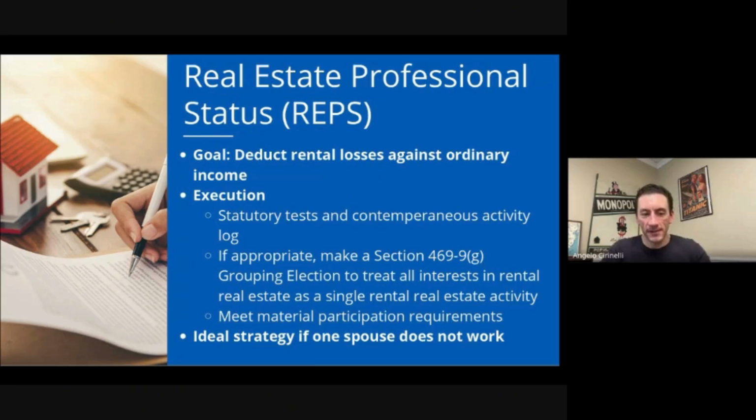And then one of the things I like that you have here on the slide is the strategies for spouses. Can you talk a little bit about strategy for a married couple where one might be in the real estate trades, the other isn't, and how the taxes can flow onto each other's return there?